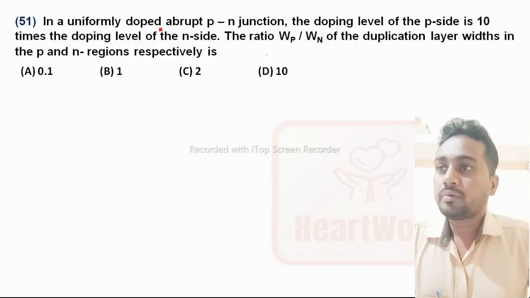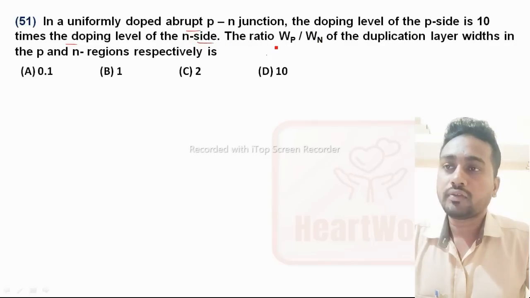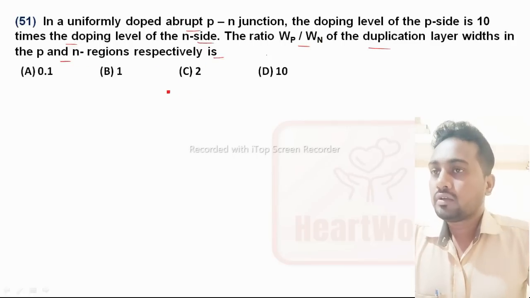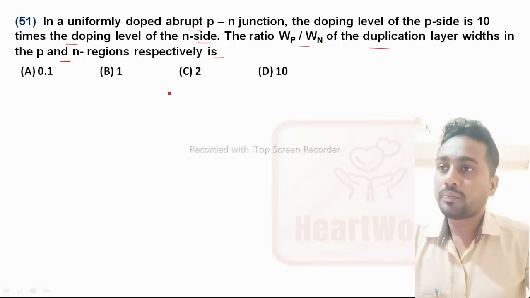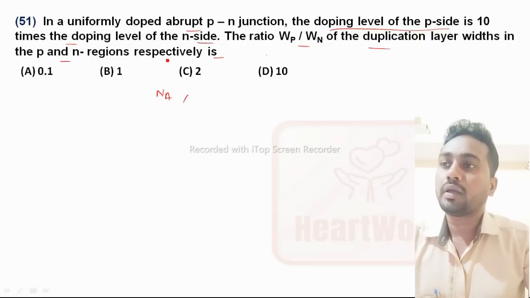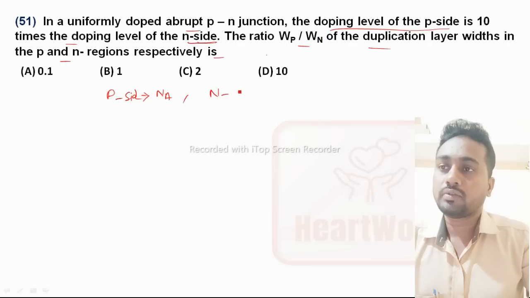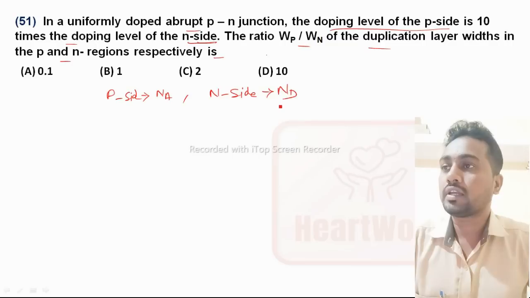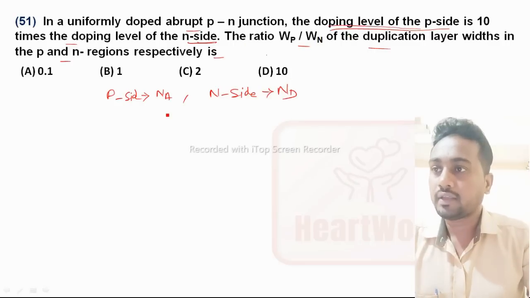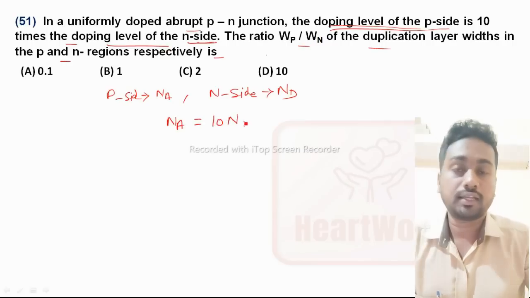Now, in a uniformly doped abrupt p-n junction, the doping level of the p side is 10 times the doping level of the n side. The ratio Wp by Wn of the depletion layer widths in the p and n region respectively is. Doping level in the p side means Na, acceptor, and doping level of the n side means donor, Nd. So in the question, the doping level of the p side, Na, is 10 times the doping level of the n side, 10 times Nd.